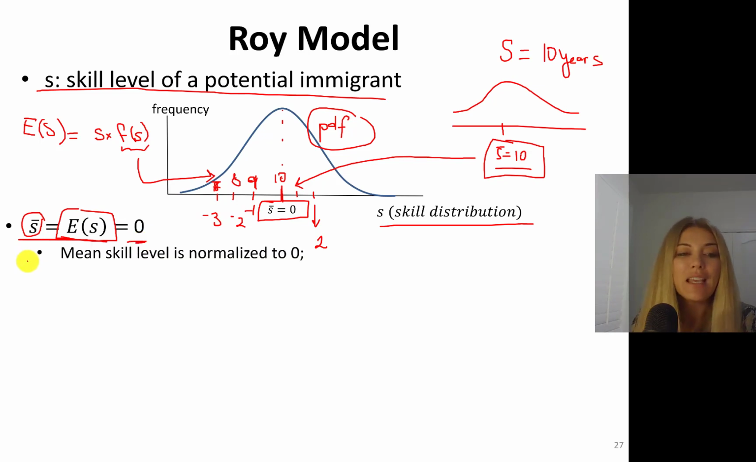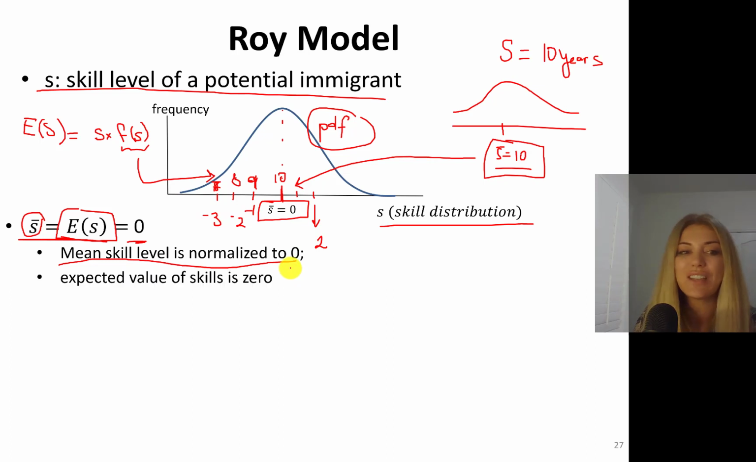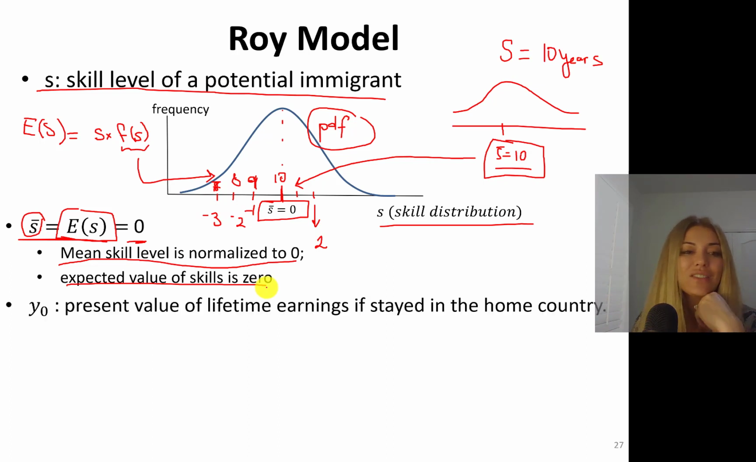Okay, so we are going to assume that mean skill level is normalized to 0. That means the average person in a country has 0 skills, but that doesn't mean it's 0. It could be 10 years of education. So expected value of skills is 0 on average. You grab 1,000 people from a population, on average their skill level will be 0, which is maybe 10 years of education. That's after standardization.